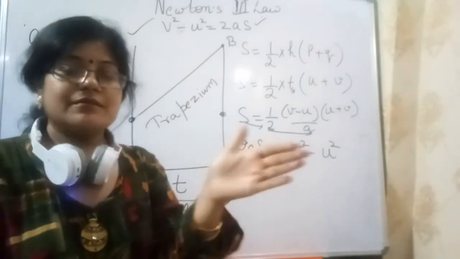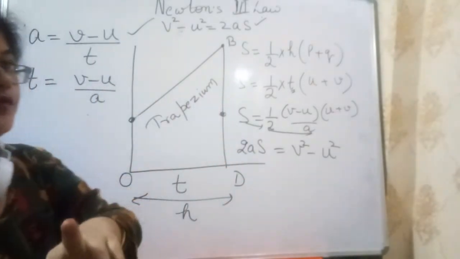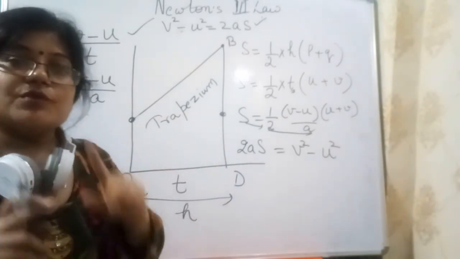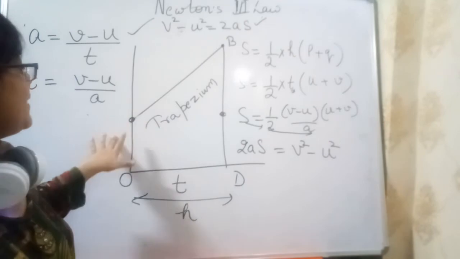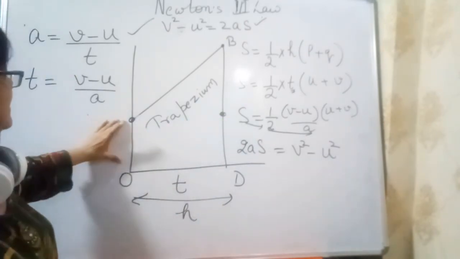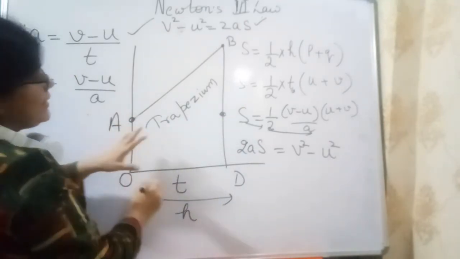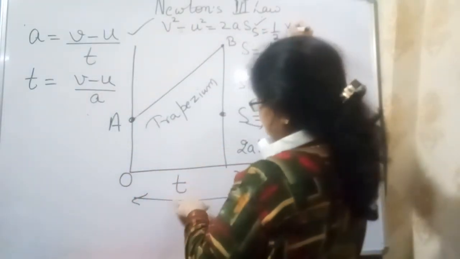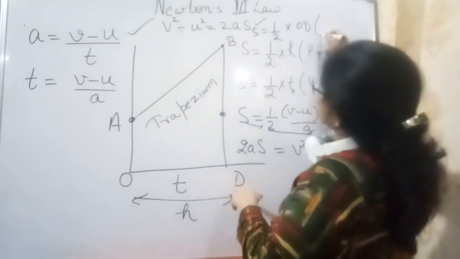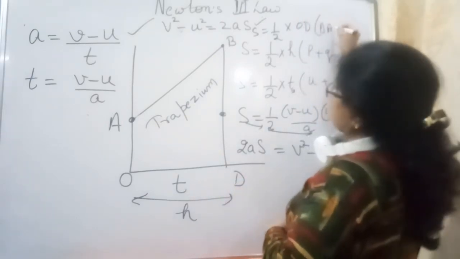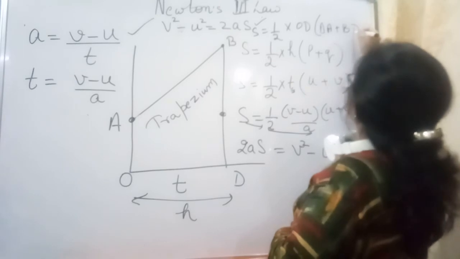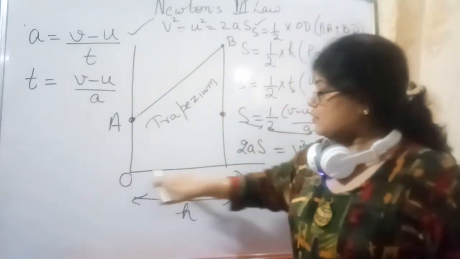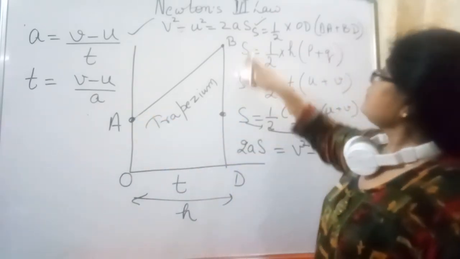Now again, to summarize, we have to find the area of the trapezium. Area of a trapezium is half into height into sum of parallel sides. Sum of parallel sides means OA and BD. You can also write half into OD into OA plus BD. Clear? We write it in terms of the variables OD, OA and BD.